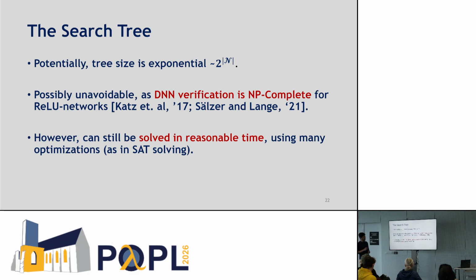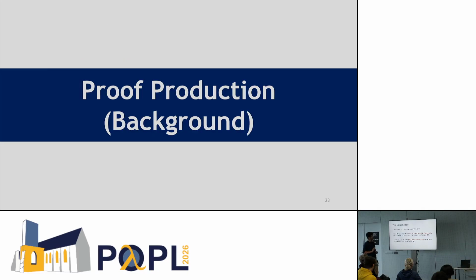One of the main questions that I'm often asked is, couldn't that tree be exponential? The answer is yes, it could be. It's possibly unavoidable because it's an NP-complete problem for ReLU networks. However, it can still be solved in reasonable time, as is often done in SAT. And that's it for the background on neural network verification. I'll continue to proof production, but if there are any questions, I'll stop. If not, I'll continue. Great.